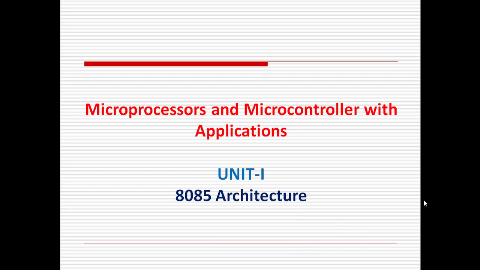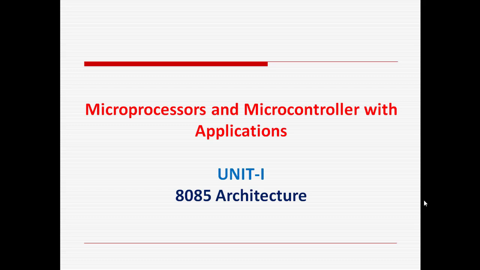Welcome to the first session of Unit 1, 8085 Microprocessor Architecture. So first, what is a microprocessor? A microprocessor is an electronic chip which acts as the central processing unit of a computer. And what can the microprocessor do? The microprocessor can perform simple arithmetical and logical operations on digital data.